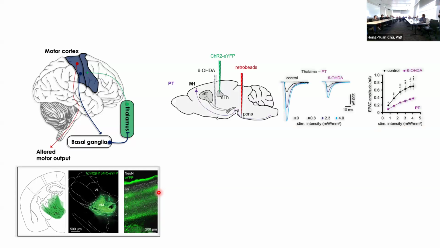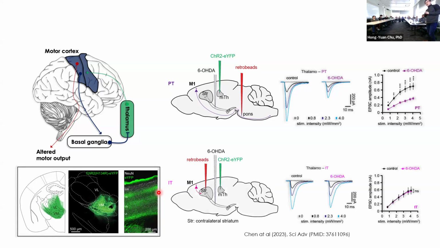So this is data from recording the labeled PT cells, and we measure the amplitude of the postsynaptic current to assess the connection strength between the thalamus and the recorded neuron. And you can appreciate that the amplitude of EPSCs from 6-OHDA mice is much smaller compared to controls, suggesting that the loss of dopamine reduces the synaptic drive from thalamus to cortical PT cells.